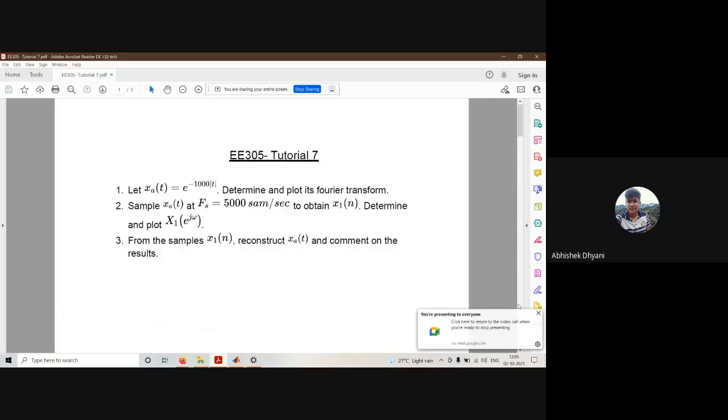Is this visible to everyone? This Adobe Reader? Yes, sir. Okay.